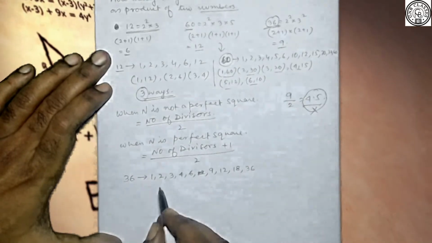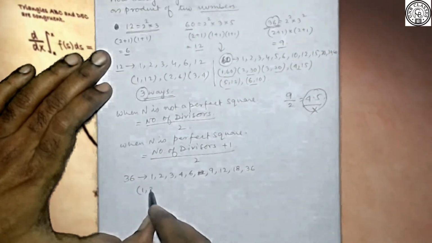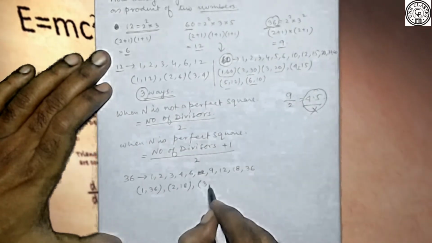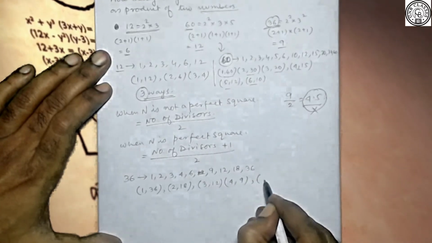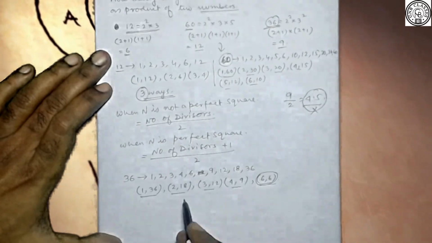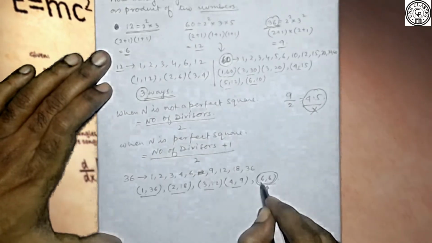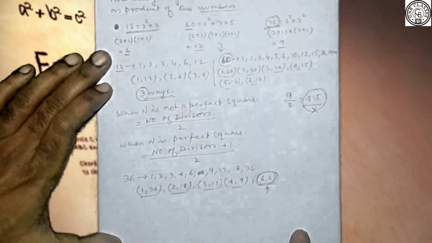Okay. So here, if I go for resolving as a product of two numbers, we will find that we are getting 1 into 36, 2 into 18, 3 into 12, 4 into 9, and we are getting 6 into 6. Is it clear? So have you observed this thing? In every term, there is no number which is repeated. This is the only case where the two numbers are identical. And that is the difference. That makes all the difference when the number is a perfect square.